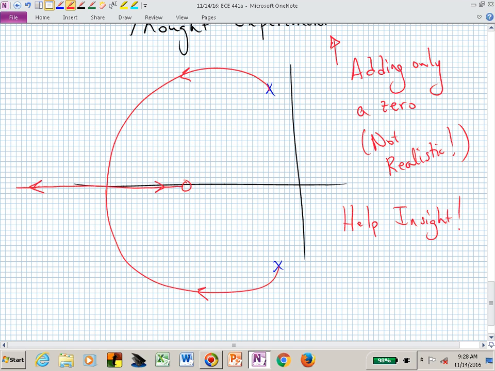Well, now that we have this insight, we know we can't just plop a 0 down. We have to plop a pole down also. But if we plopped a pole down to the left, we would still have something like this shape. We would be pulling those branches further into the left half plane. And what does that do? That gives us a better settling time. That's what we were trying to accomplish.